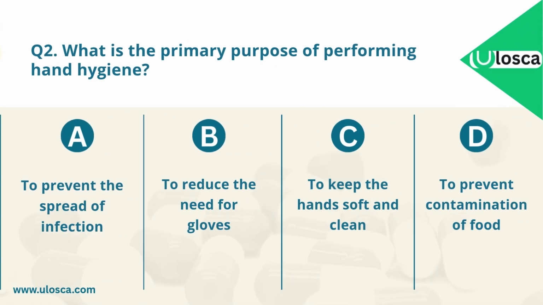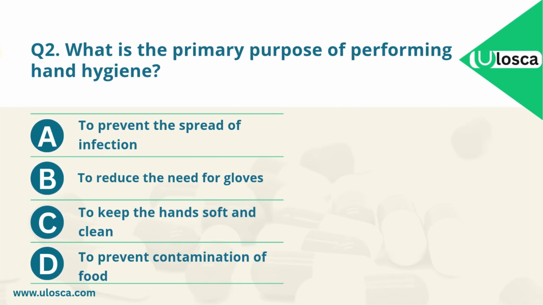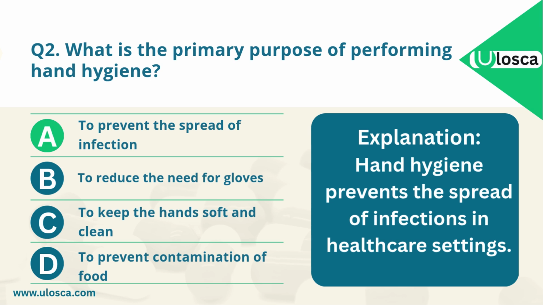Question 2. What is the primary purpose of performing hand hygiene? A. To prevent the spread of infection. B. To reduce the need for gloves. C. To keep the hands soft and clean. D. To prevent contamination of food. Which one is the correct answer? The correct answer is A. To prevent the spread of infection. Explanation. Hand hygiene prevents the spread of infections in healthcare settings.